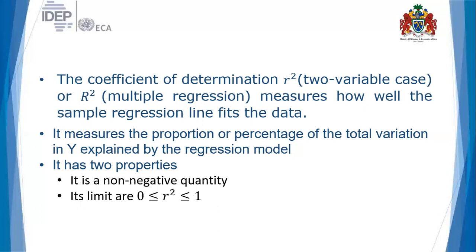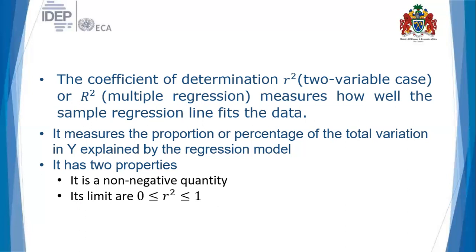And the coefficient of determination has two properties. Number one, it is a non-negative quantity. So the coefficient of determination cannot be a negative value. Number two, its limits are that it ranges from 0, it must be equal to or above 0, and must be equal to or less than 1. So it ranges from 0 to 1.